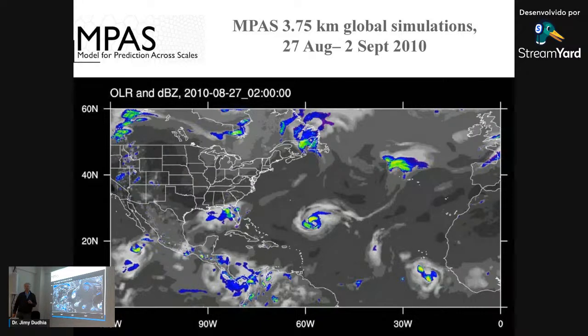Yes. Just curious, when you say 3.75 kilometers, you're saying regular? Yeah, over the whole globe. Okay. Which is a very expensive simulation. So they only ran 40 days because it's so computing costly. You can't run for them. Yeah. I forgot how many million points it is, but it's maybe tens of millions of columns.